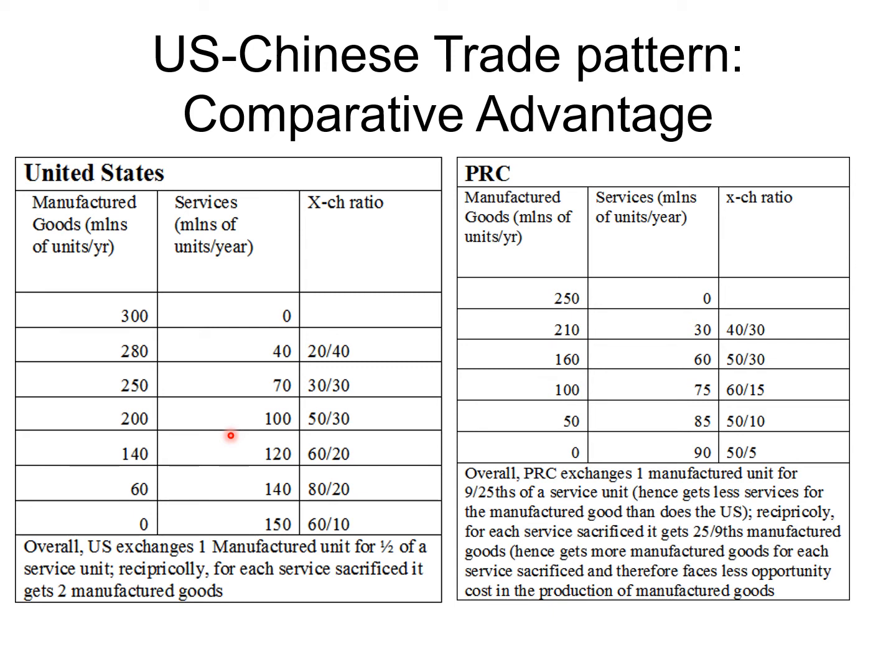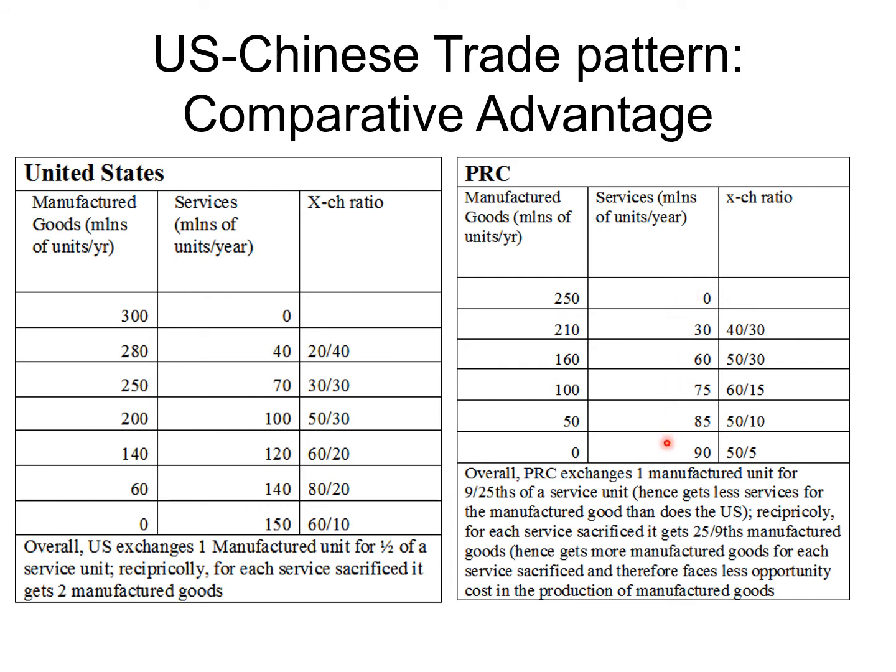This incorporates the idea of a sacrifice ratio. For every 20 units of manufactured goods that you give up producing in the United States, they get 40 units of services. That means for every 2 manufactured goods, you get 4 services. For every 20, you get 40. That means basically 1/2. You're sacrificing 20 manufactured goods for 40 services. Okay, that's 1/2. Every manufactured good you give up gives you 2 services. All right, and you just go down the line. This is the same thing with the People's Republic of China.